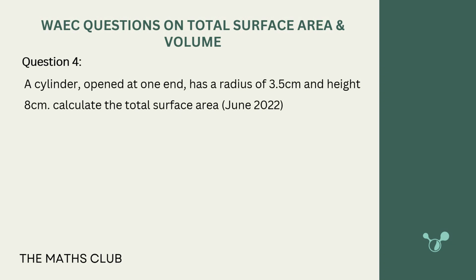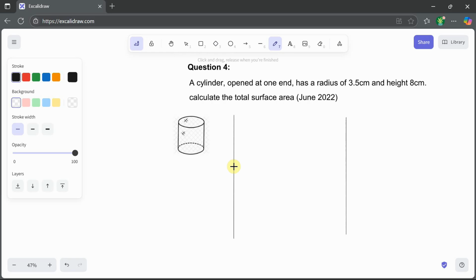Question 4 says that a cylinder opened at one end has a radius of 3.5 centimeter and height of 8 centimeter. Calculate the total surface area. This is taken from June 2022. So we need to note something. It said it's open at one end, so this part here is probably closed and this part here is open. Right? So what are we given? We're told that the radius is 3.5 centimeter and the height is 8 centimeters.